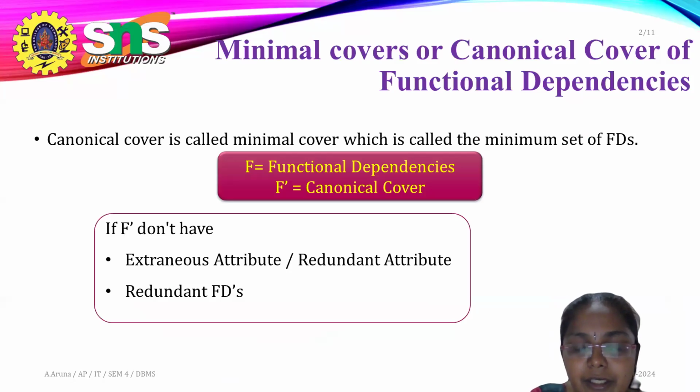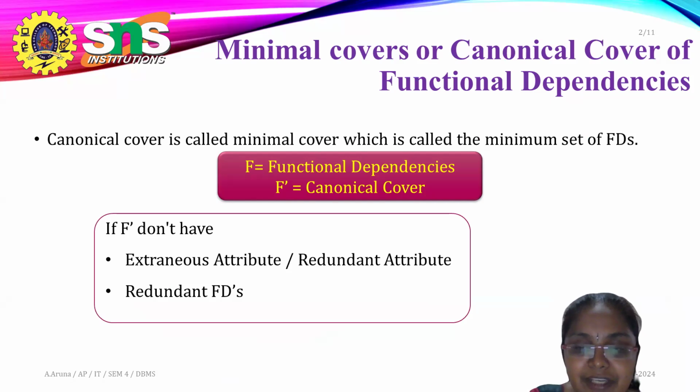So before entering into this, first we can see about the minimal cover. Minimal cover can also be called a canonical cover, or irregular functional dependencies. These are the other names of the minimal cover. The canonical cover means we're going to minimize the set of functional dependencies. How can we minimize it?